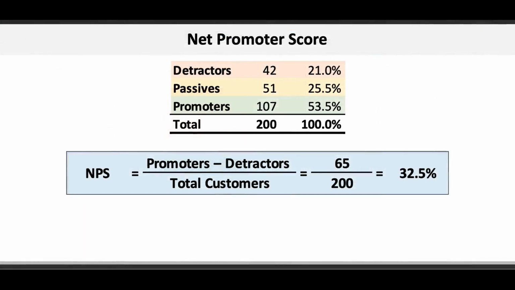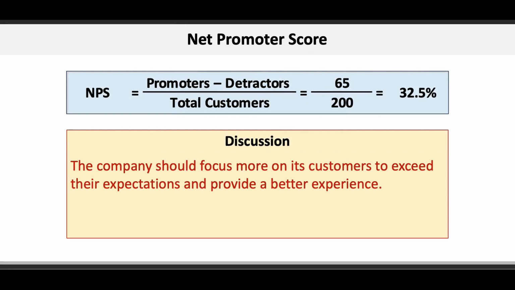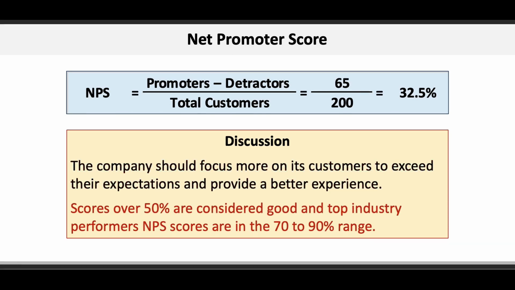Now we can talk about the results. The percentage of detractors and passives is rather high at 46.5%, and the NPS is 32.5%. Remember, passives are those who are indifferent, and we really don't want any of those, so they need to be converted into promoters. The results tell us that the company should focus more on its customers to exceed their expectations and provide a better experience. Generally, scores over 50% are considered good, and top industry performers' net promoter scores are in the 70 to 90% range.